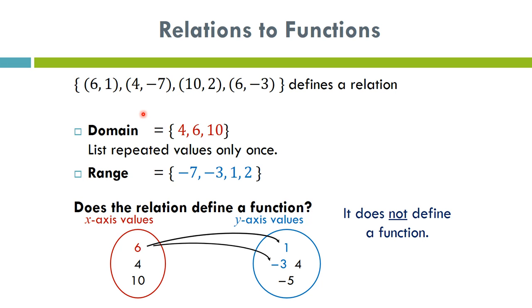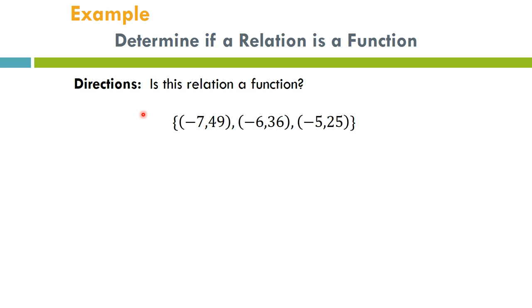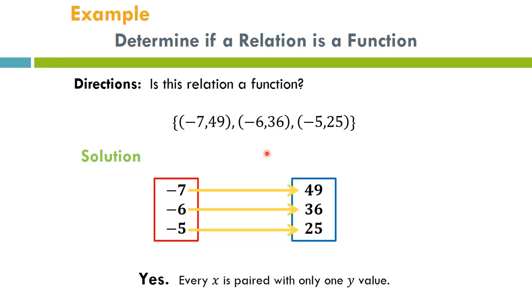So let's look at a couple more examples so you guys get the hang of that. In this one, we have another relation, and they want to know, does this relation represent a function? Well, as I'm looking at these coordinates, x = -7 is paired with 49, -6 is paired with 36, and -5 is paired with 25. Yes, this would be a function because every x is only paired up with one y. Nobody cheated.